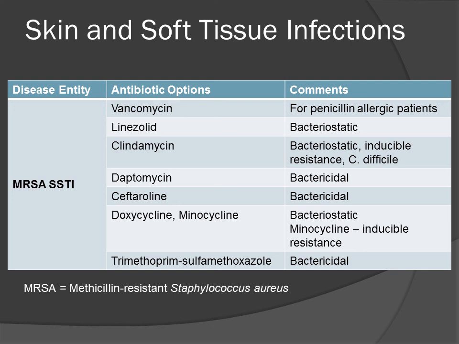Methicillin-resistant Staph aureus skin and soft tissue infection, your treatments of choice are going to be vancomycin, linezolid, clindamycin, although you do have to watch out because there is inducible resistance, and more MRSA strains are becoming resistant to clindamycin. Daptomycin for severe infections that are resistant to vancomycin.